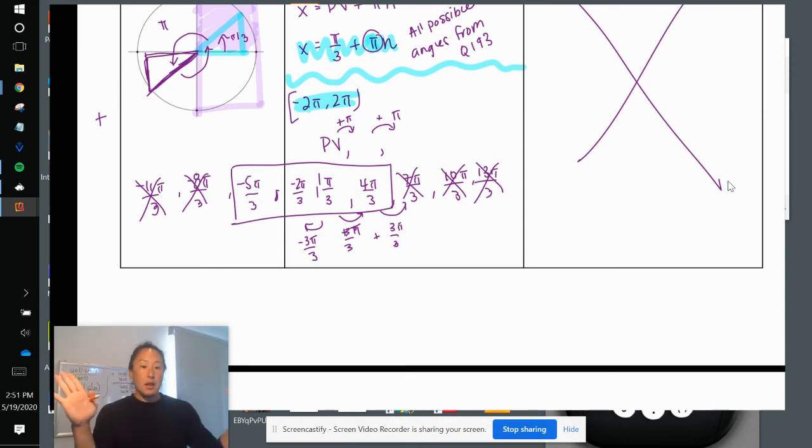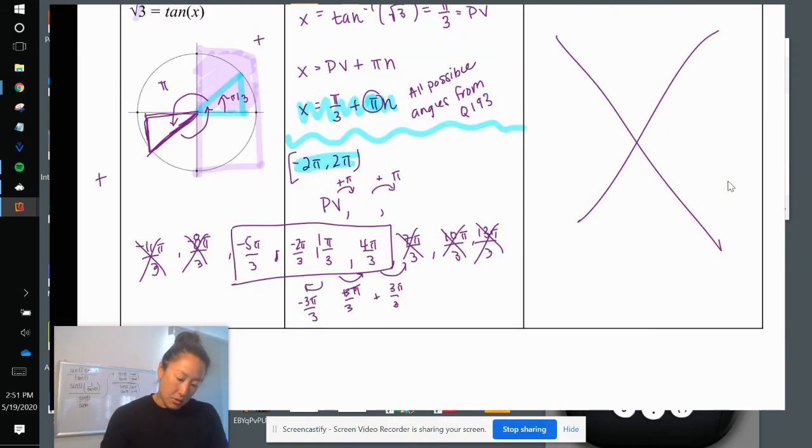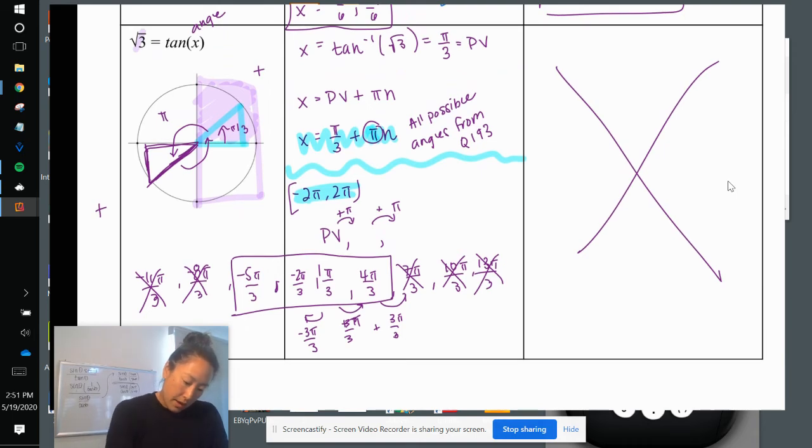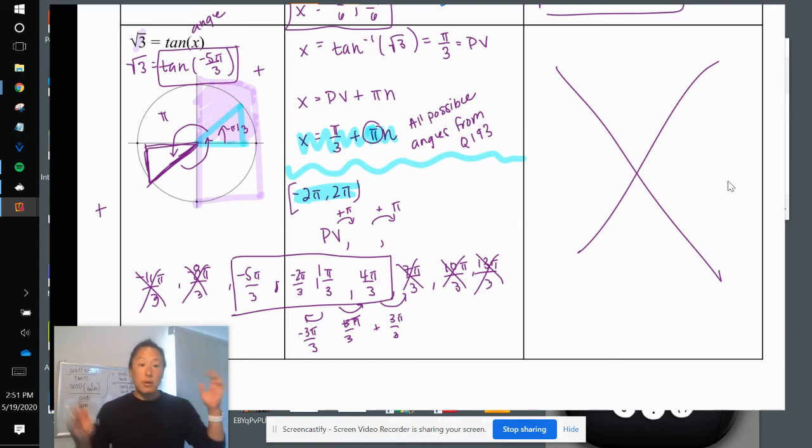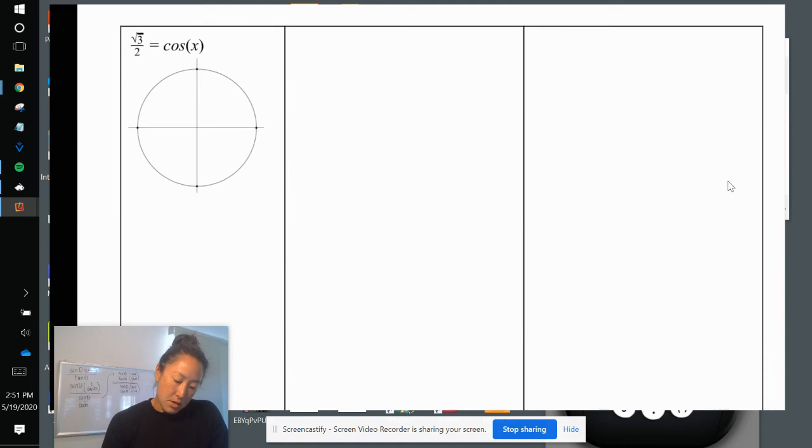That's it. When I input these, if I input root 3 is equal to the tangent of negative 5 pi over 3 into my calculator, guess what I'm going to get? Root 3. Okay? So any of these answers would give me a tangent ratio of root 3. All right, last one for now.